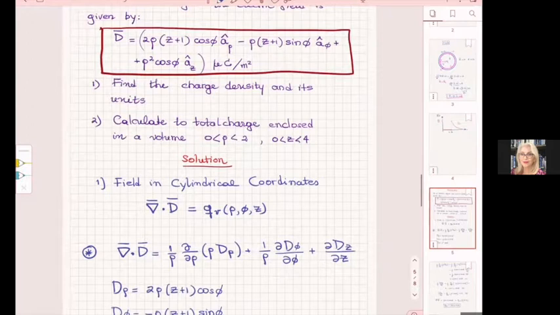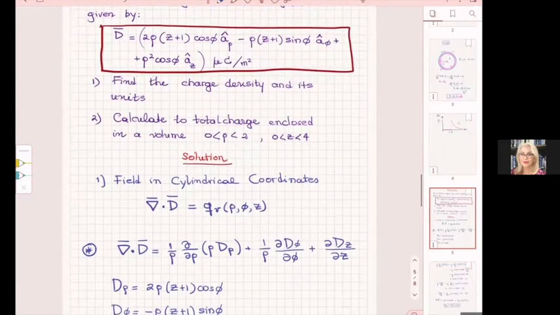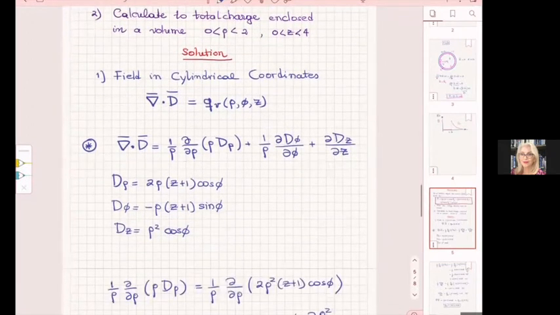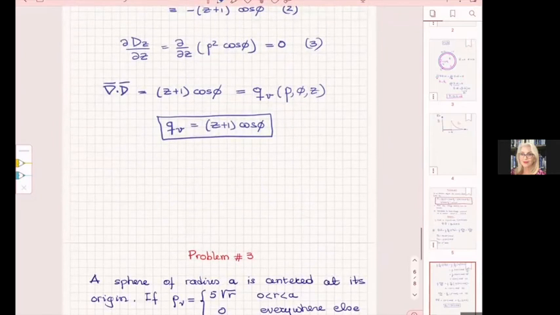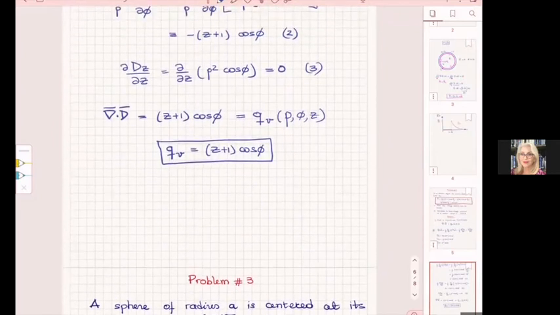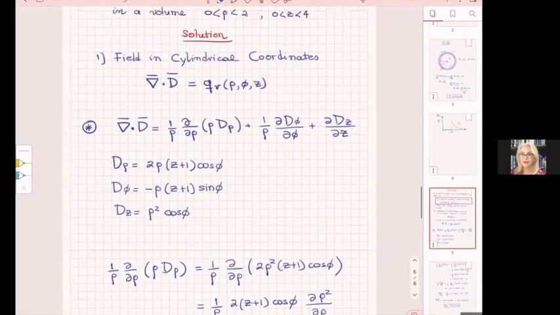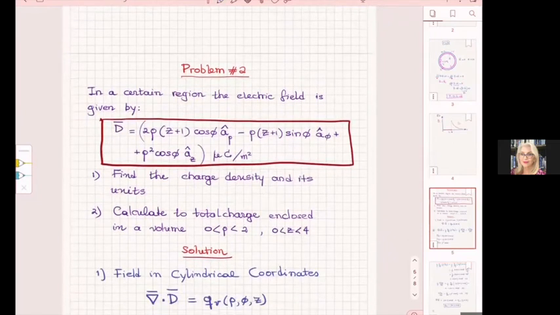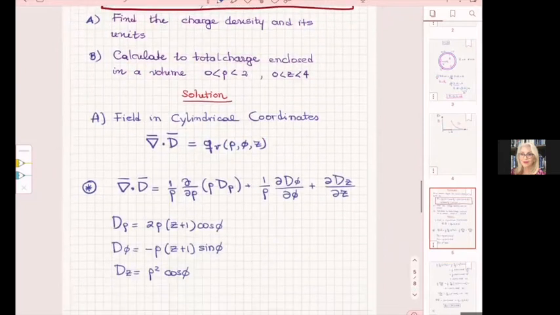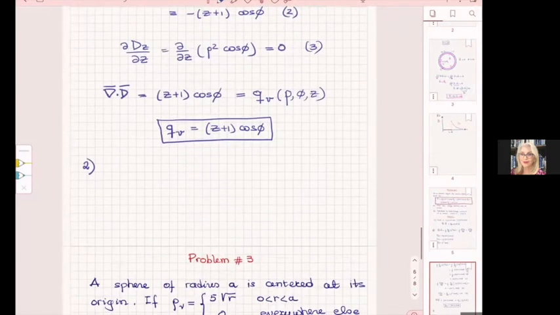Then what they want us to do is to consider a volume. We are in a cylinder, so we are in cylindrical coordinates. Let me call it then A and B, right? We have too many ones and twos, so this is A and B here.